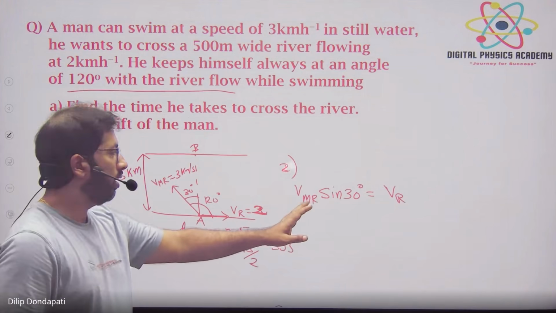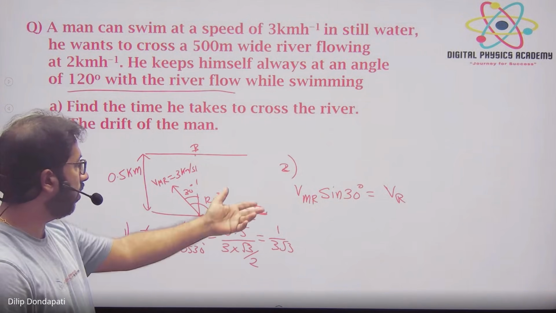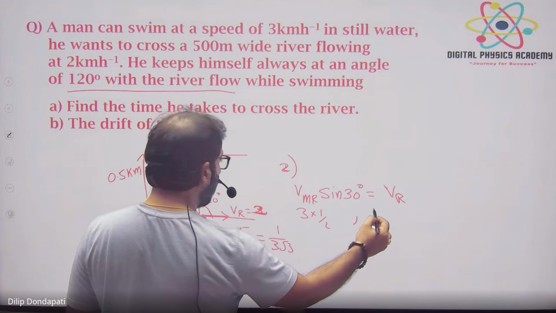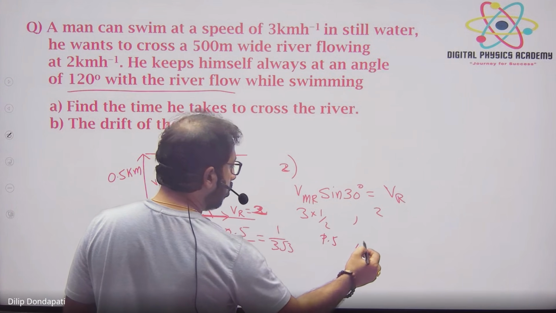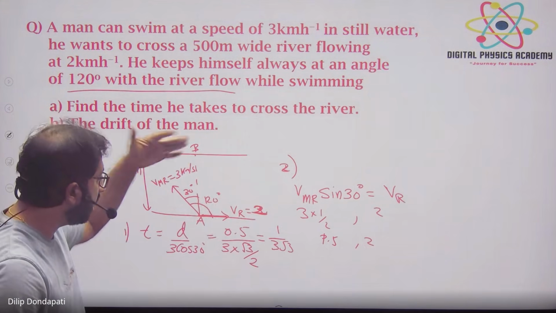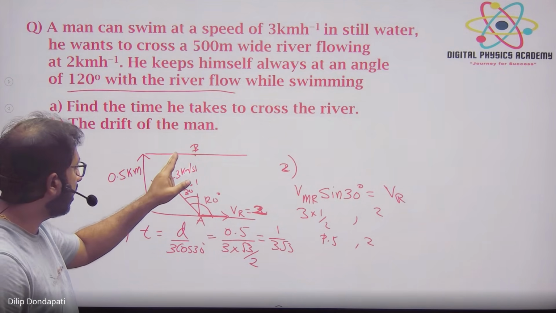Sir, देखो. So whether these two are equal, no sir. VMR is nothing but 3 into 1 by 2 and VR is nothing but 2. So it is 3 by 2, which is 1.5, and this speed is 2. So this is not matching. मतलब definitely ये special case नहीं है आपको. Don't use the special case. ये shortest distance नहीं है. मतलब somewhere here reach होगा ना.